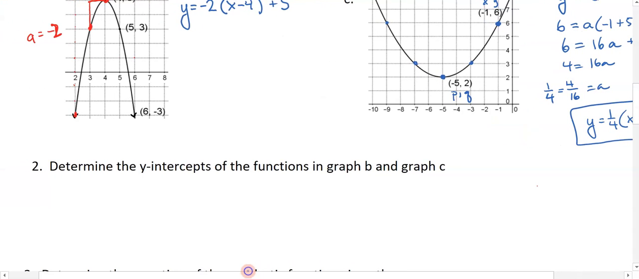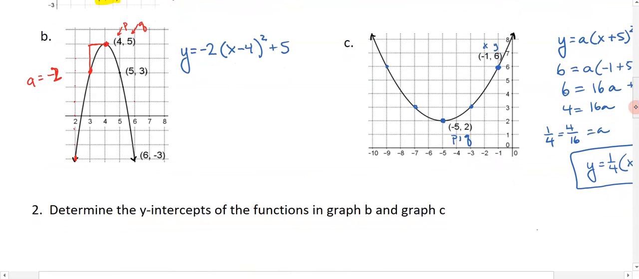All right, if I wanted you to determine the y-intercepts of these, right, you can see by just looking at the graph here, I'm not sure what the y-intercept is. I don't see it. But now that I know the function, right, I know the y-intercept is the value of y when x is 0. So I just have to put 0 in place of x.